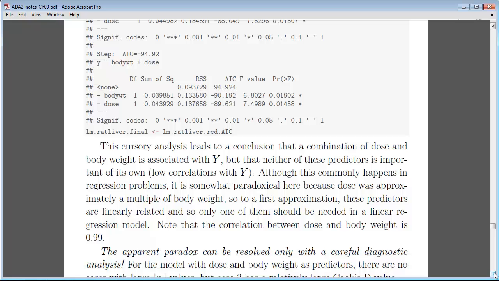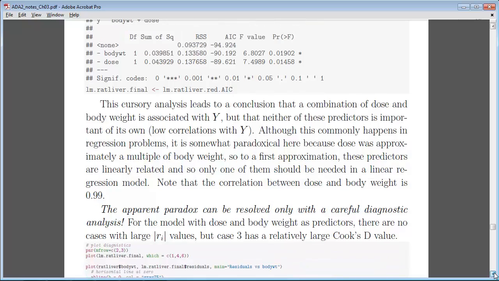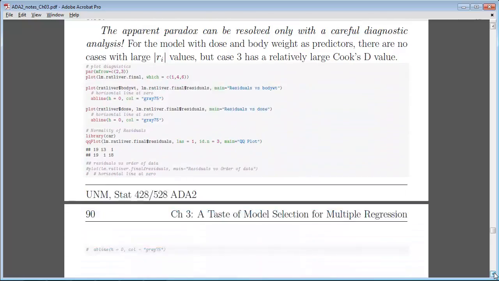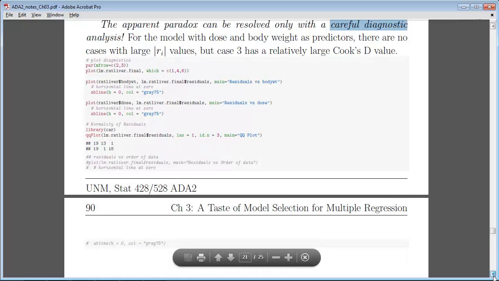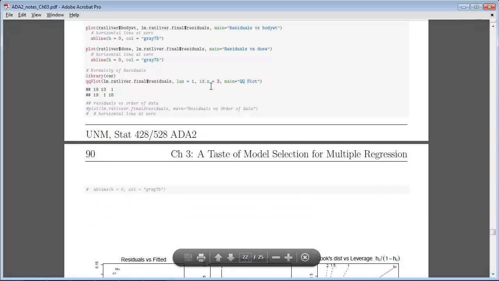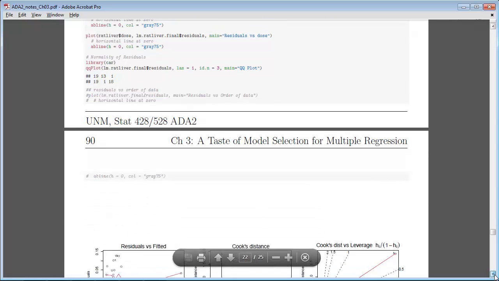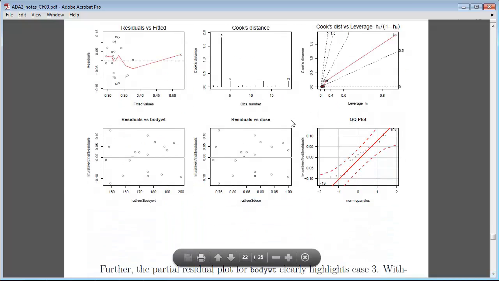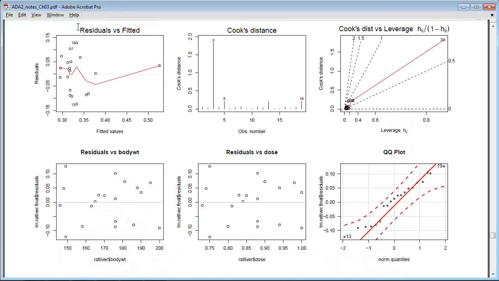And when we look at the plots, it doesn't look like there's a relationship. So let's try to understand what's happening by performing a careful diagnostic analysis. All this code just produces the plots below. And let me zoom back in. When we look at the residuals versus the fitted values, we don't see any outliers in the vertical direction. In terms of a fitted value, there does seem to be one value that's sort of extreme.